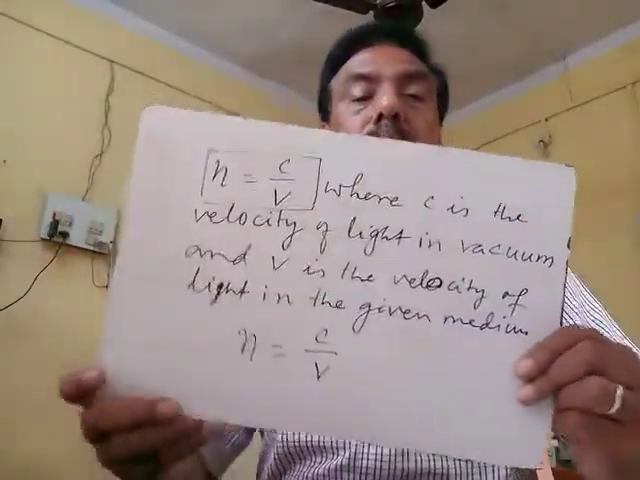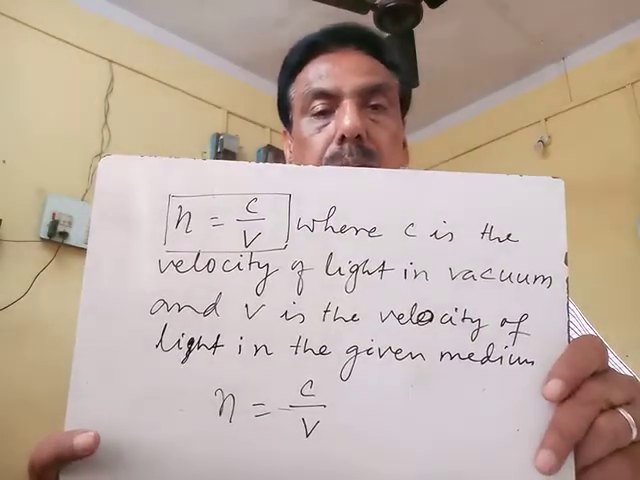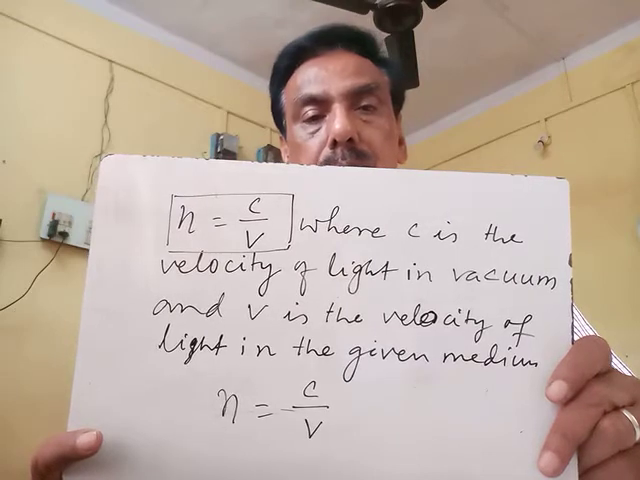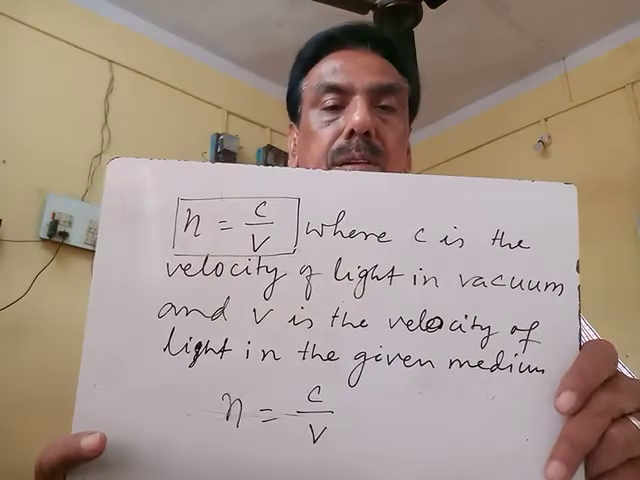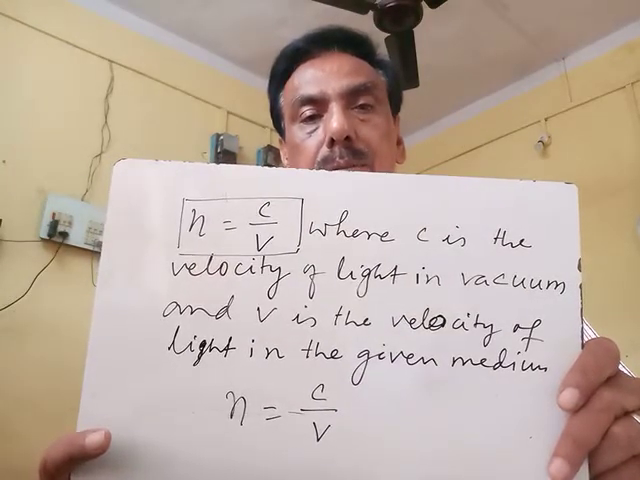You can see this is n is equal to c by v. It is actually n represents the refractive index of a medium. Refractive index of a medium. And one more thing here, when the refractive index of a medium is compared with the speed of light in vacuum, then that is known as absolute refractive index or simply refractive index.